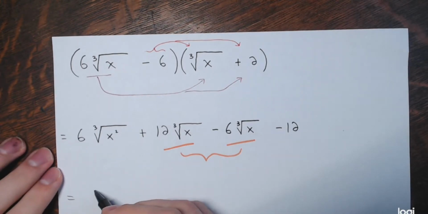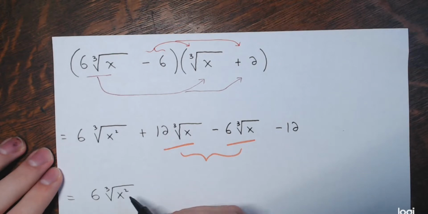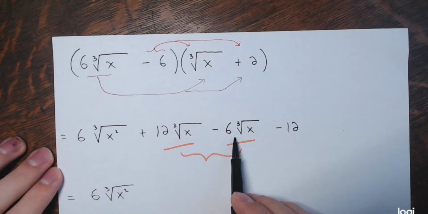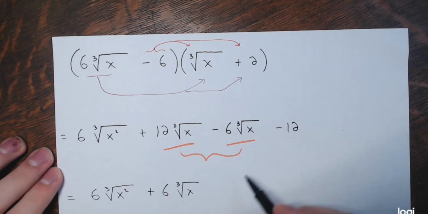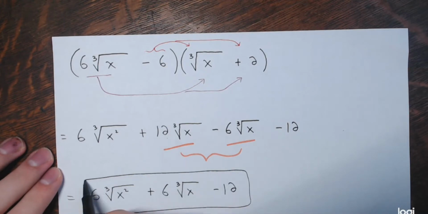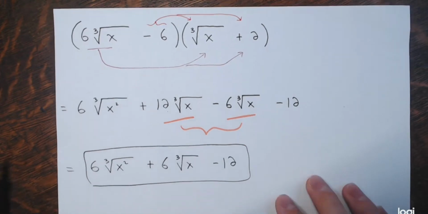So we end up with 6 times the cube root of x squared. Then putting these together, 12 minus 6 is 6, so plus 6 times the cube root of x. And then you have the minus 12, and this is it. This is as simple as it's getting. None of those terms are getting combined.